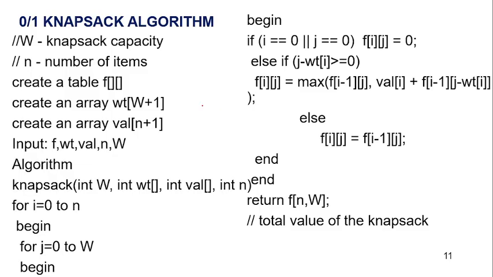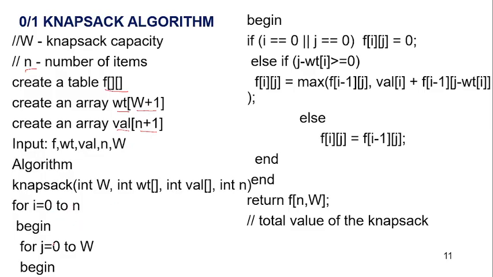And this is the knapsack problem algorithm. The notations are given: capital W is the capacity, and N is the number of items. Table F is a two-dimensional table of size N plus 1 by W plus 1, because we are going to include 0. Weight and Val are arrays that represent weights and values, of size N plus 1. The input is the table F, weights, values, N, and capacity.